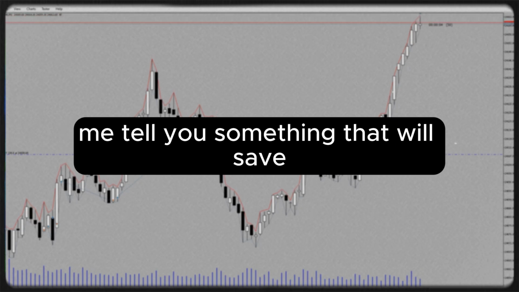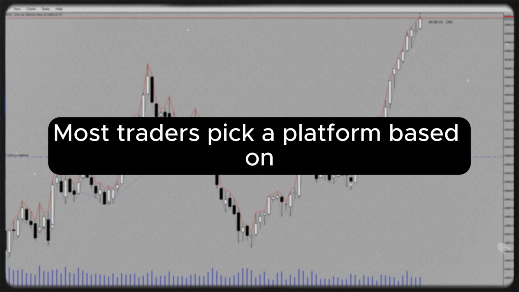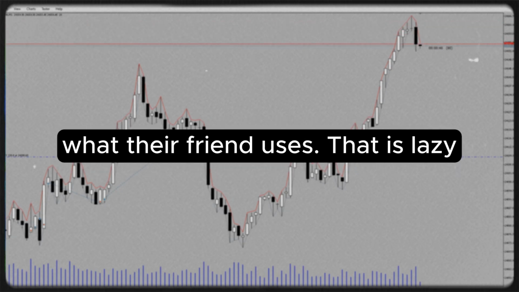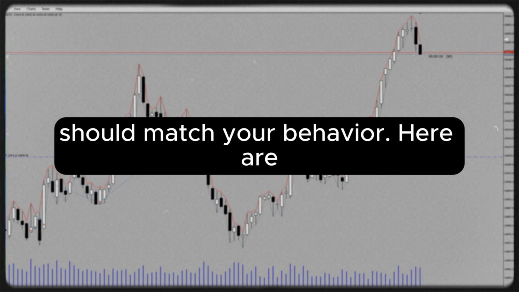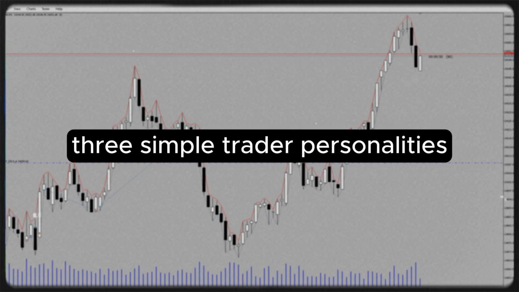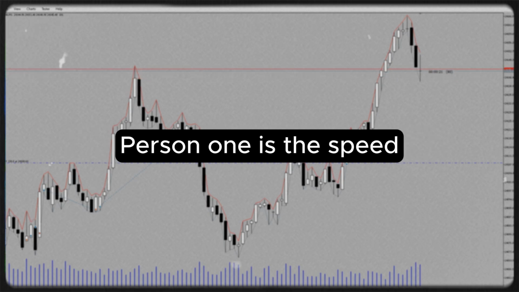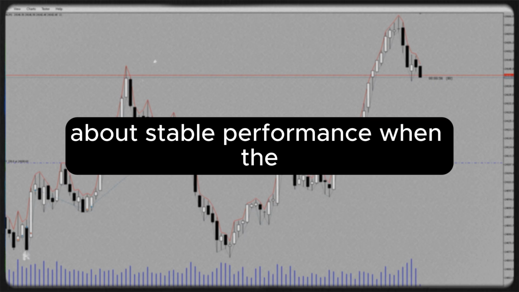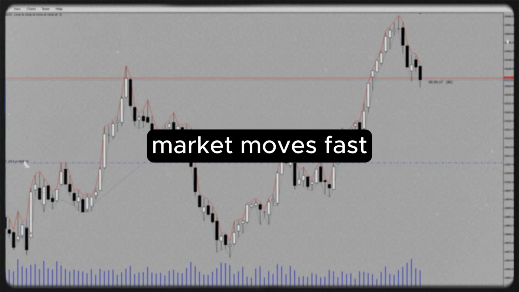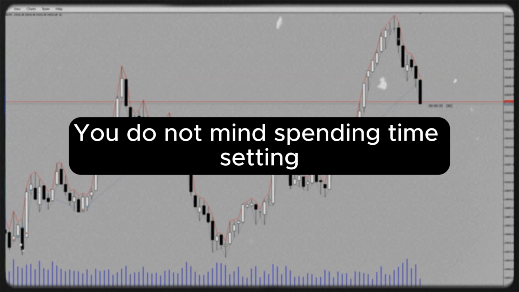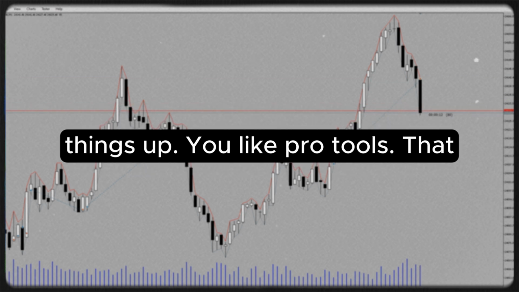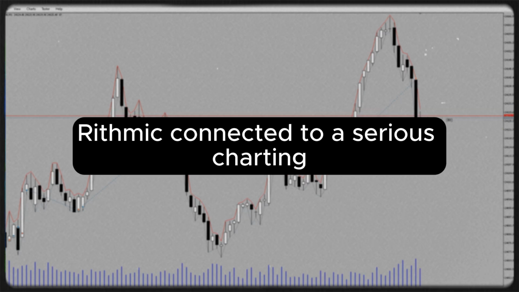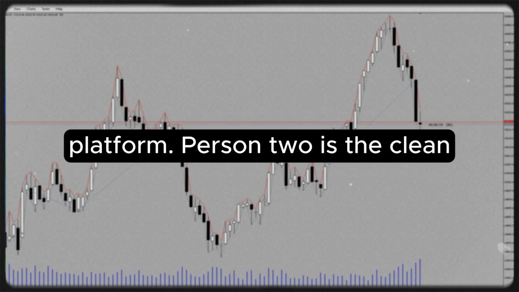Now let me tell you something that will save you from pain. Most traders pick a platform based on what their friend uses. That is lazy. Your platform should match your behavior. Here are 3 simple trader personalities. Person 1 is the speed hunter. You care about fills. You care about stable performance when a market moves fast. You do not mind spending time setting things up. You like Pro Tools. That person usually ends up on Rhythmic, connected to a serious charting platform.